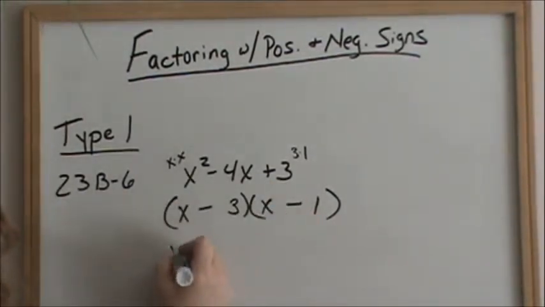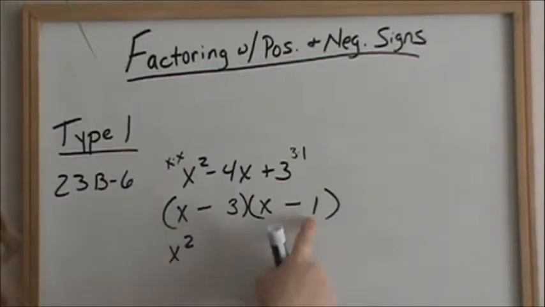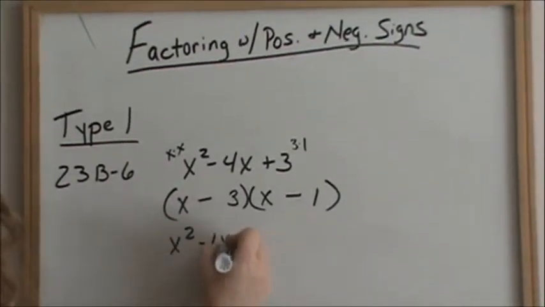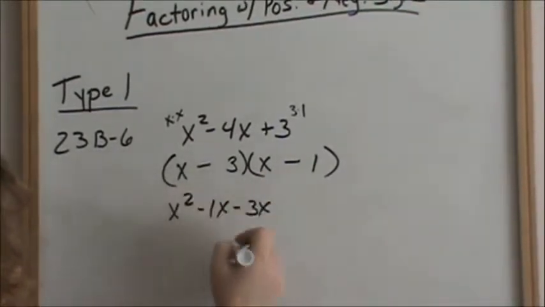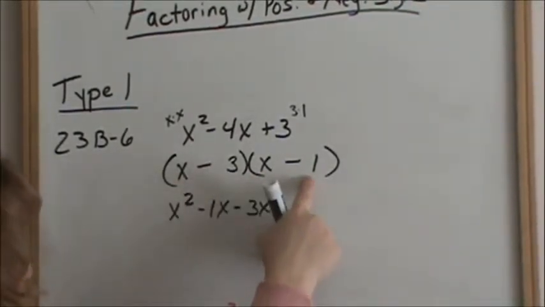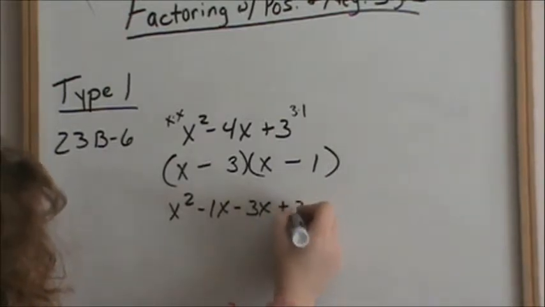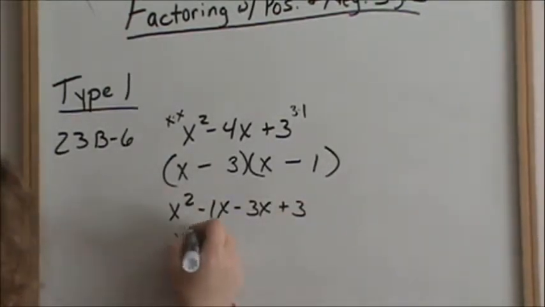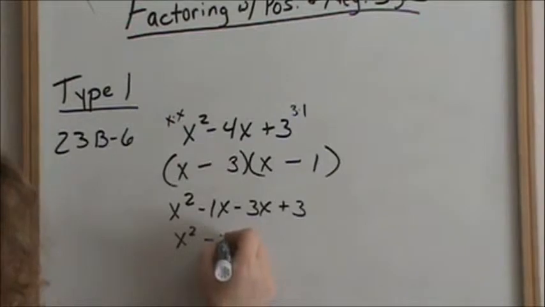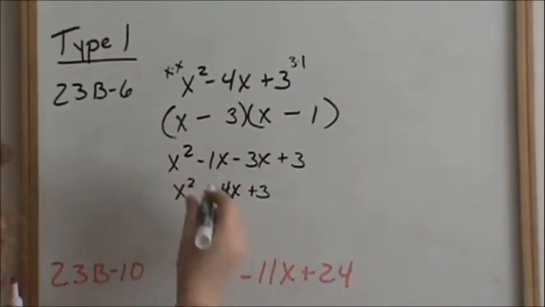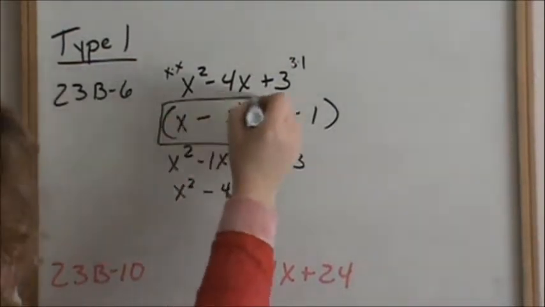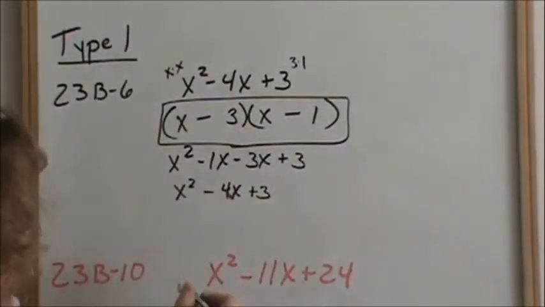X times x, x squared. X times a negative 1, negative 1x. Negative 3 times an x is a negative 3x. And a negative 3 times a negative 1 is a positive 3. And then combining your x terms does give you a negative 4x. So that gives you the original problem, which tells you that those are the factors of that trinomial.